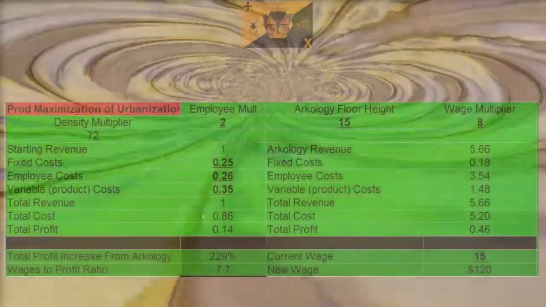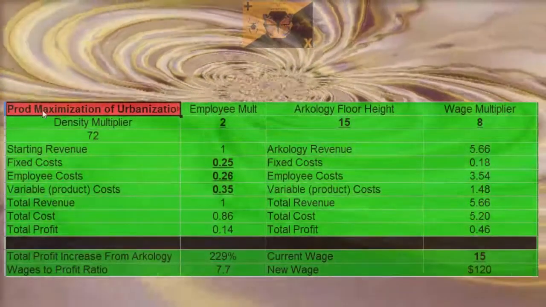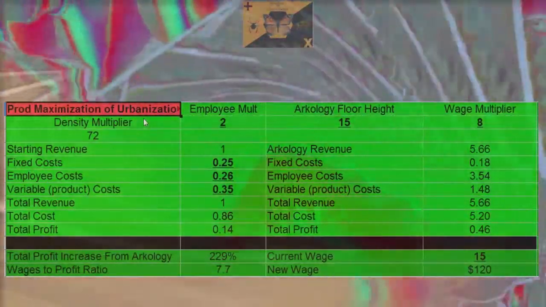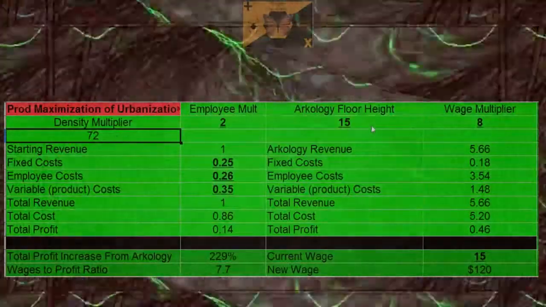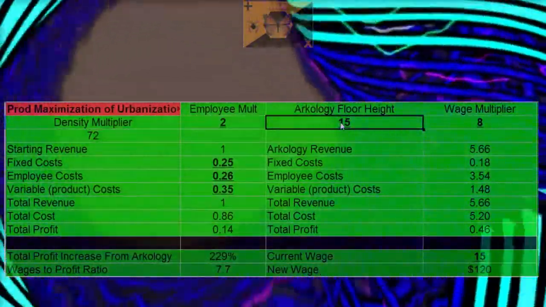Hello, hello, hello. We have some very exciting mathematics for you today. This is the productivity maximization of urbanization of the Arkology. So this is your density multiplier based on the Arkology floor height.